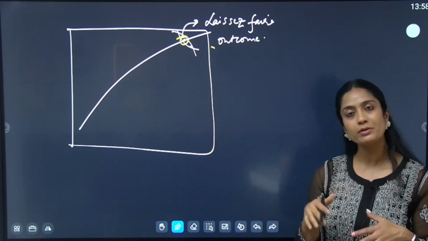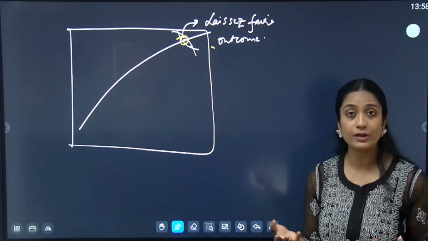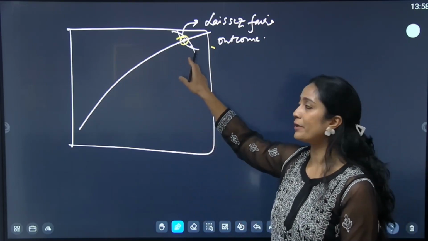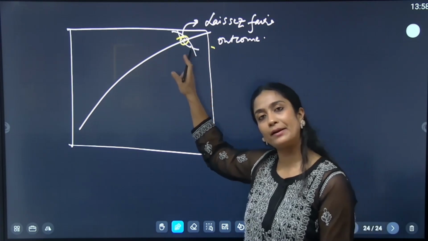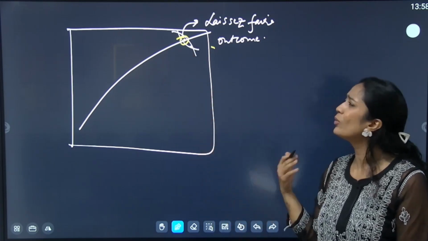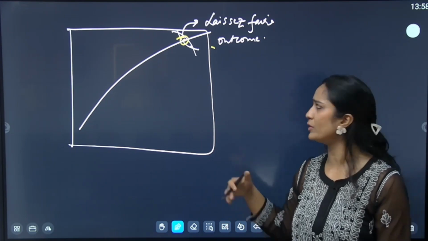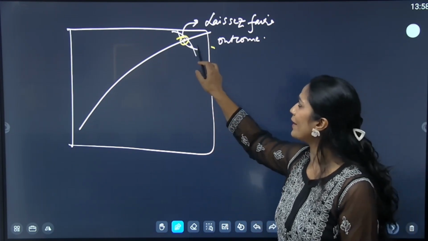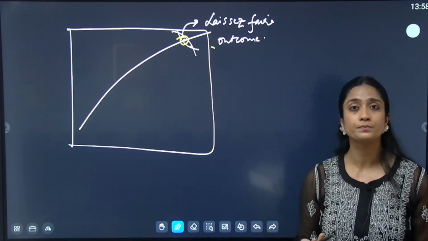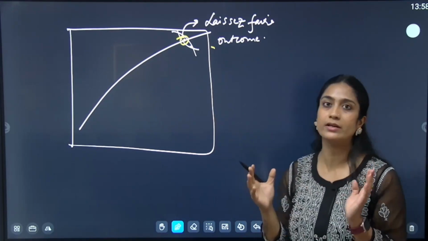So this will also lead to a Pareto optimal allocation. This will Pareto dominate this. Both of them will be better off, but this is not good enough. Right? This is not good enough. We somehow want to correct this inequality in the market also. Okay? Inequality in the society also.